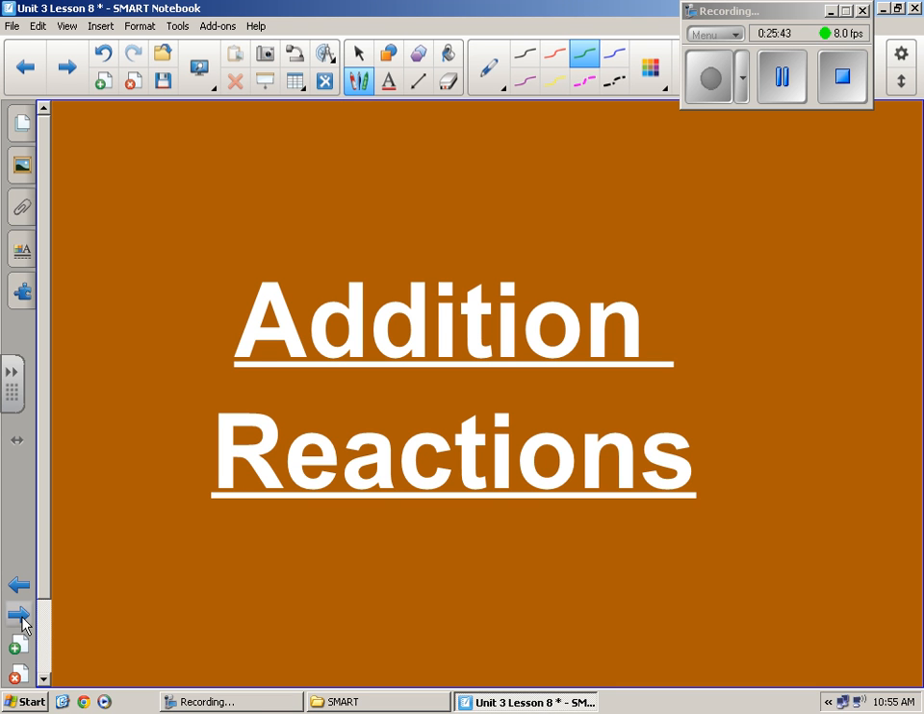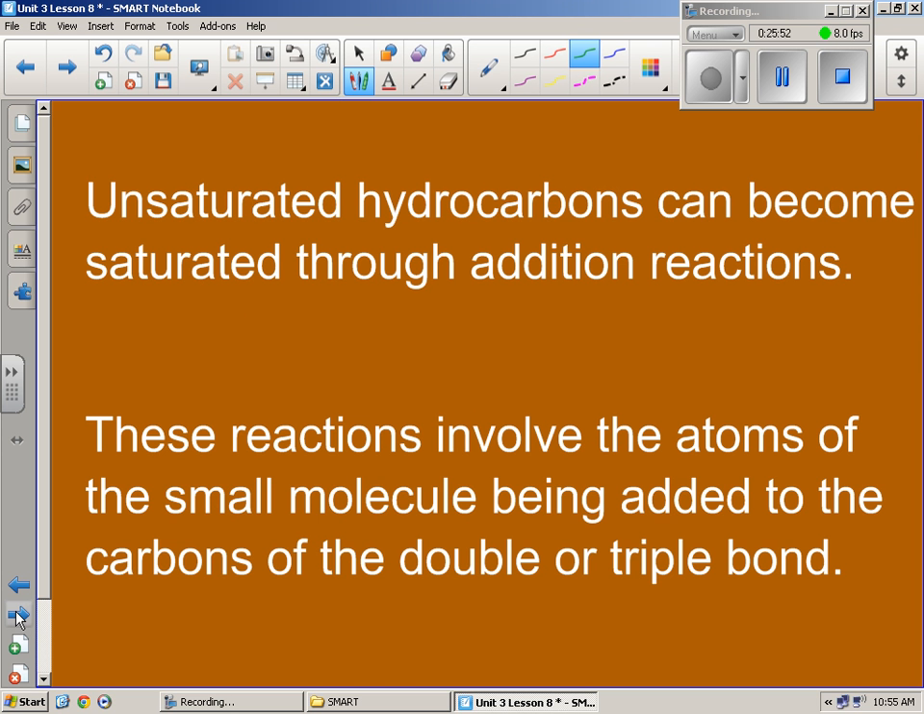Next. This will be new for you. Okay? Addition reactions. Next. So here we go. That's all review stuff. That's the easy stuff, right? Here's the new stuff. This is the addition. Unsaturated hydrocarbons can become saturated. What do they mean, unsaturated? Double or triple bond can become saturated. What does that mean? Single bonds. So double or triple can become saturated, single bonds, through addition reactions.